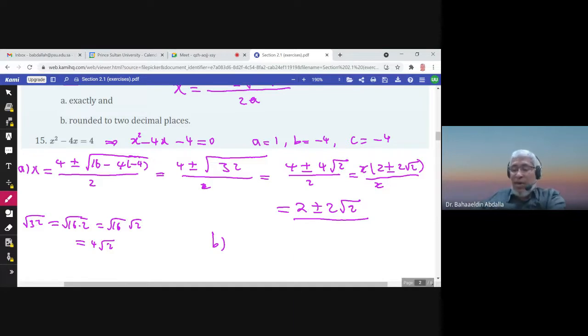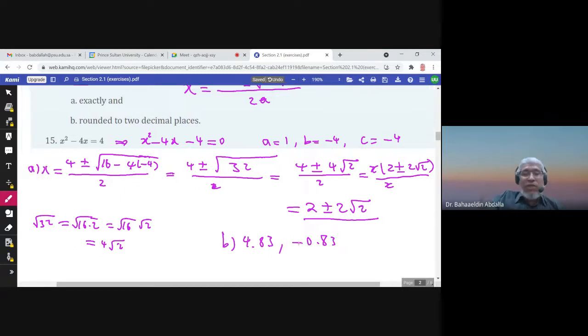Did he ask about any two decimal places? Okay, if he asked about two decimal places, the answer would be 4.83 because after 2 I have 8. So 4.83, this is the first answer. And the second answer, 2 minus 2 square root of 2, is negative 0.828 or negative 0.83. So this is the answer.